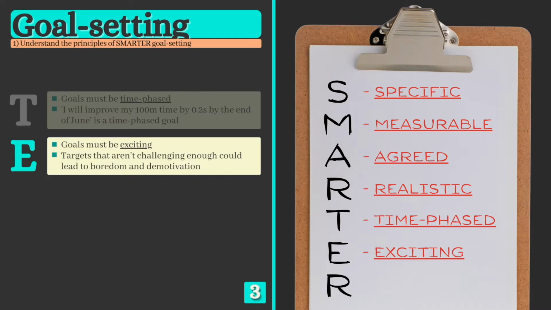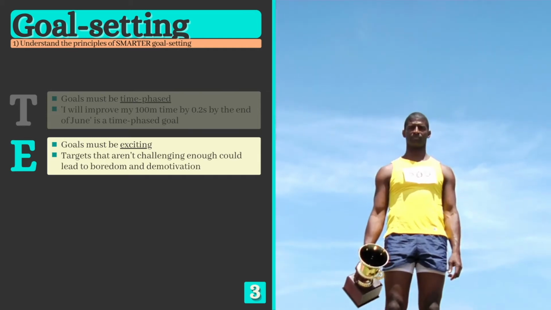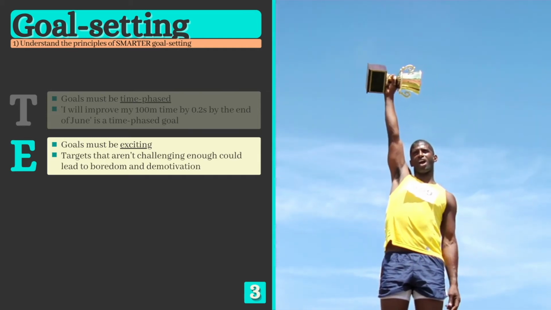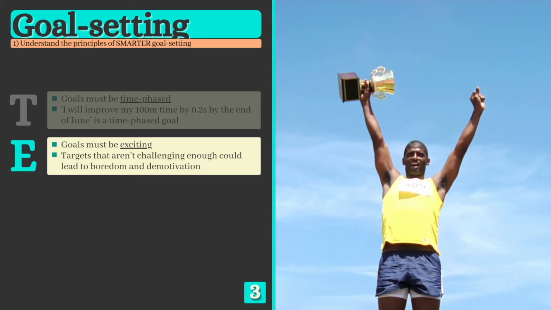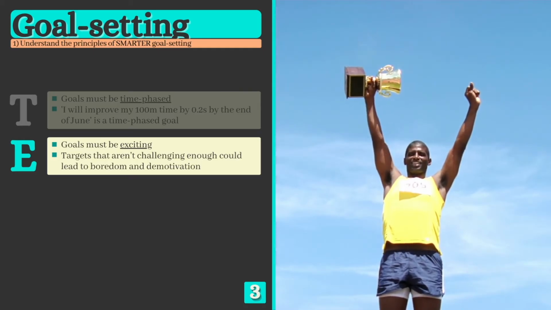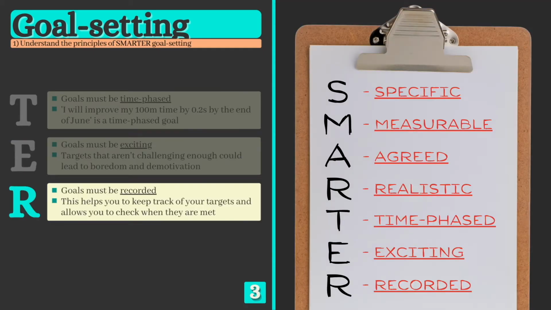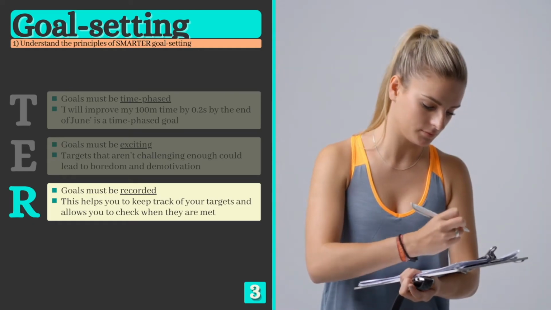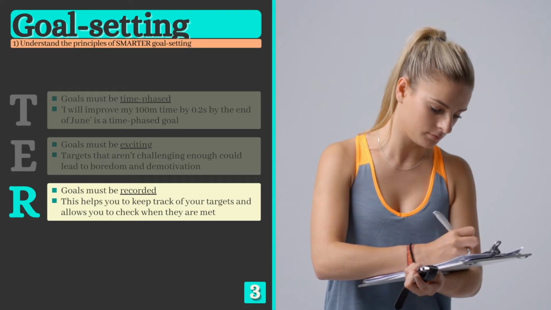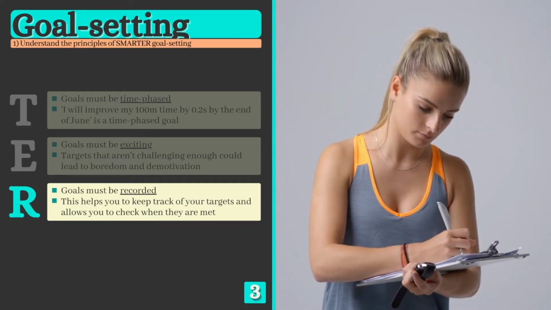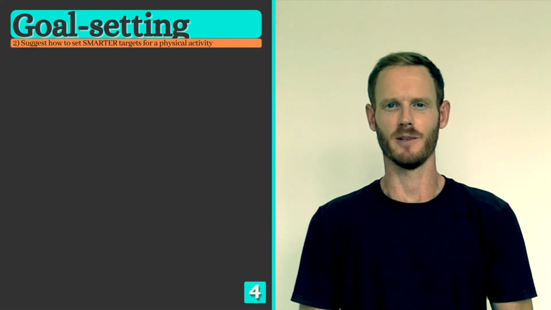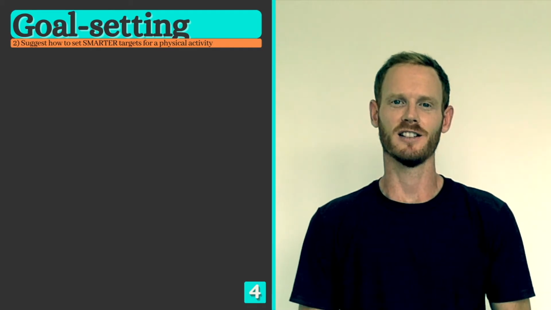Goals should also be exciting, and targets that aren't challenging enough may cause you to become bored or demotivated. The prospect of improving your 100-meter time could be exciting, as it may result in you finishing further up the leaderboard in future races. Finally, your targets must be written down or recorded in some way. This can help you keep track of what you're aiming towards and allows you to check if and when you meet your targets.